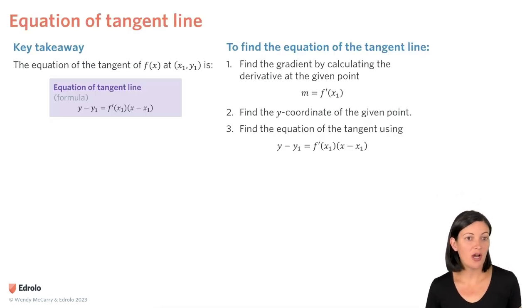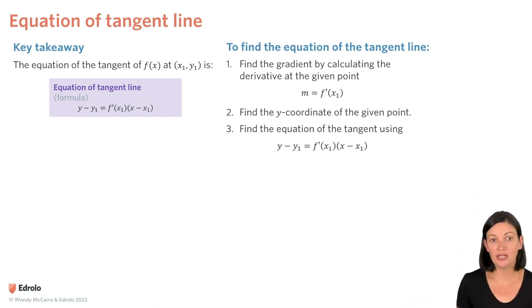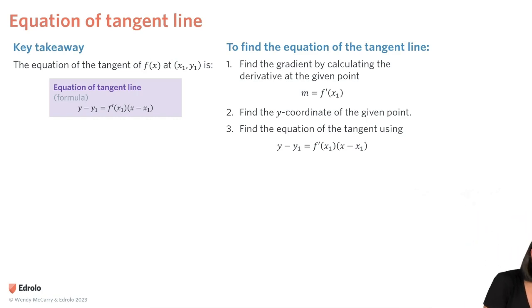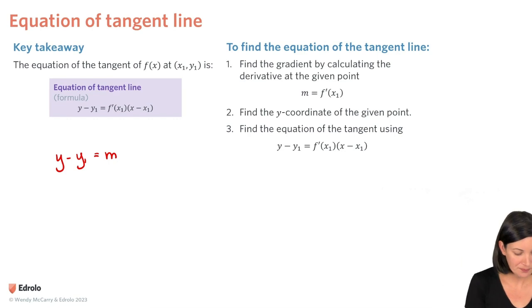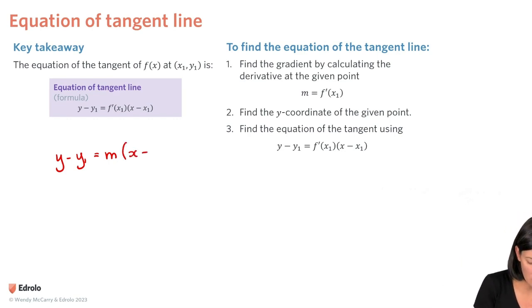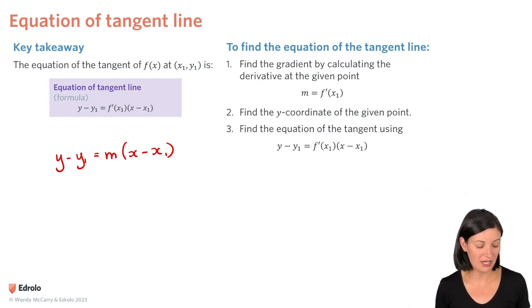So now we're going to move on to finding the whole equation of the tangent line. So in the last section, we were just looking at calculating the gradient. Now we want to go on to finding the whole equation of the line. So you should know that the equation of any line is just y minus some point, y1, which is equal to the gradient, which we normally represent with the variable m, times x minus our x coordinate of our point, okay?